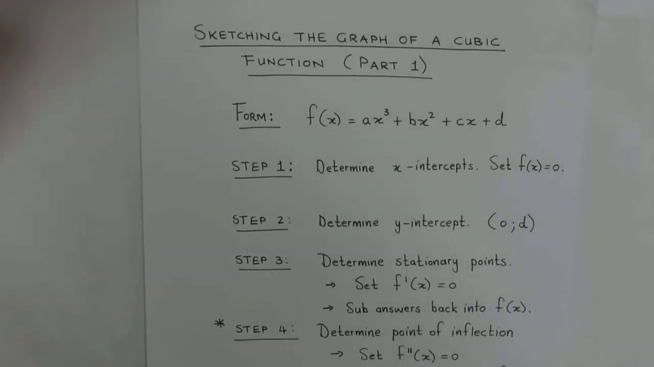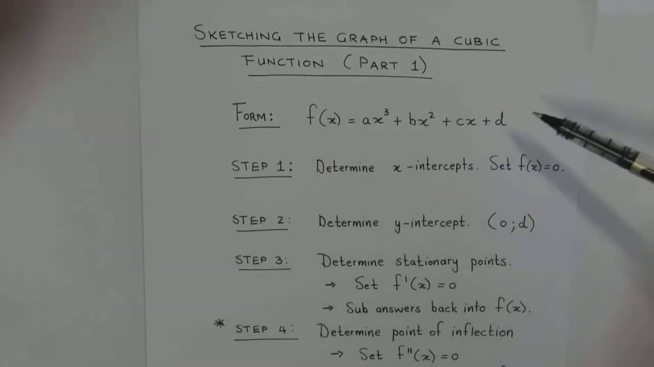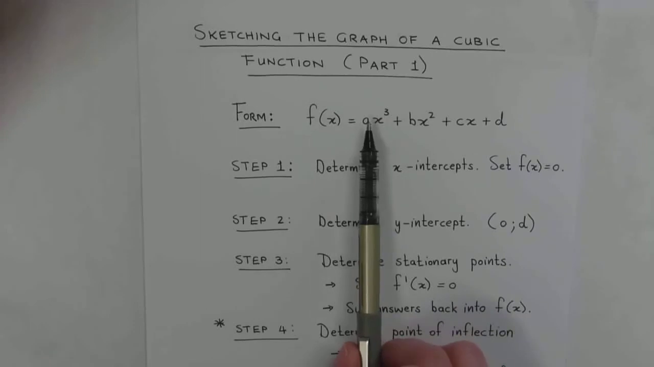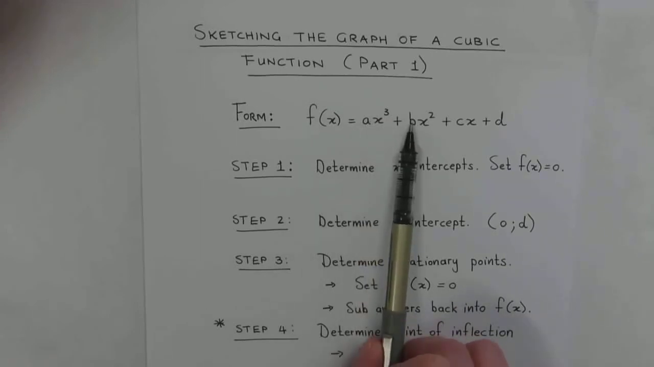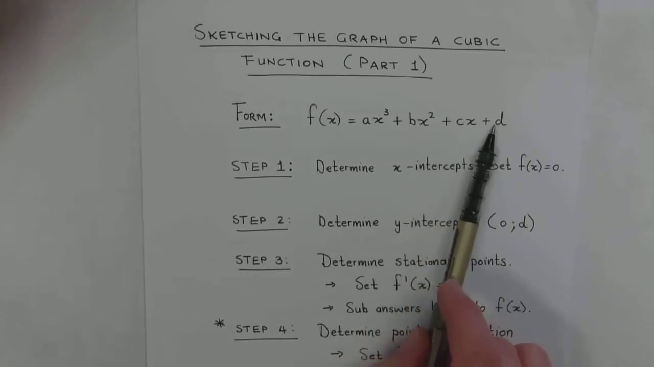Right, so first thing we need to talk about is the standard form of a cubic function. The standard form of a cubic function is f(x) = ax³ + bx² + cx + d. You'll notice there are some similarities between this one and the parabola or the quadratic function, clearly. But here they start with a being the coefficient of x cubed, b being the coefficient of x squared, c being the coefficient of x, and then d being your constant.